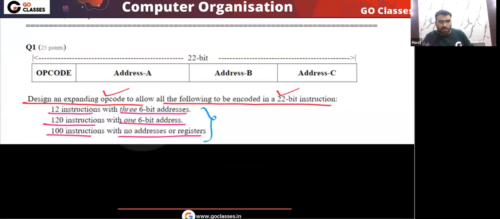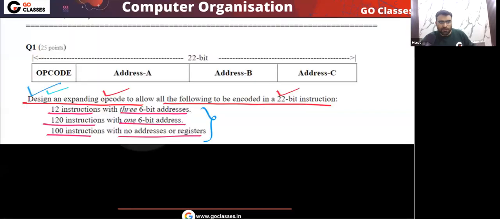But in the question, he is asking us to design the actual encoding. We have to design the expanded opcode. We have to give the opcodes. So tell me, in which order will you go? You will go in opcode order. You will start with the instruction with the smallest opcode.